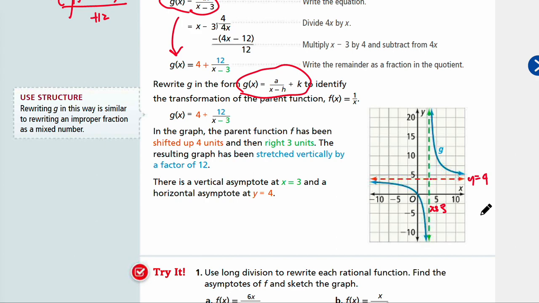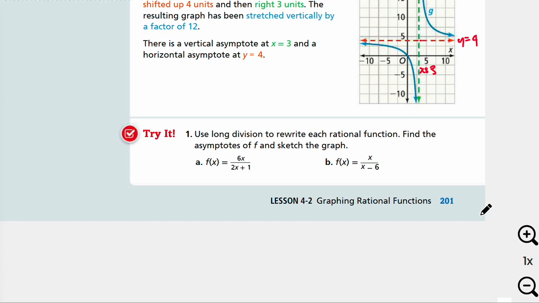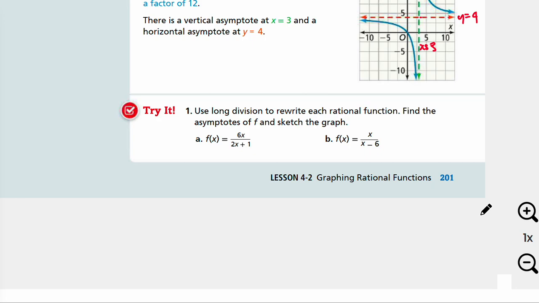Okay, so look at try number 1. You're going to use long division to rewrite each rational function, find the asymptotes of f, and sketch the graph. So pause the video, see if you can do it by yourself for parts A and B. Come back when you're ready for answers. Okay, are you ready? So look at part A.